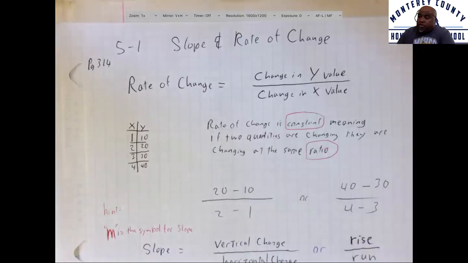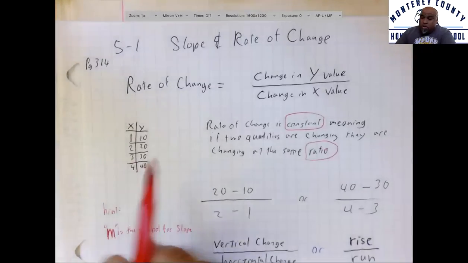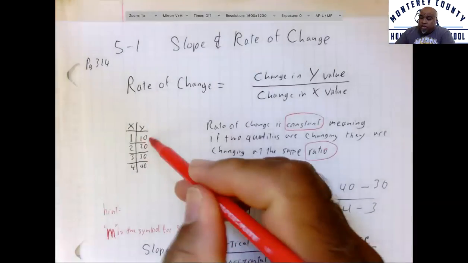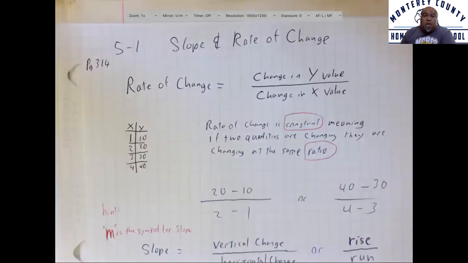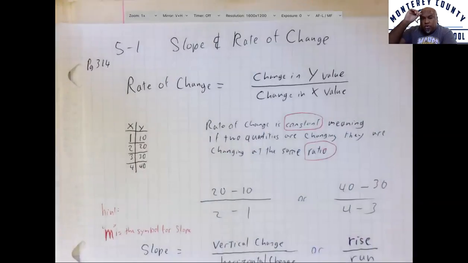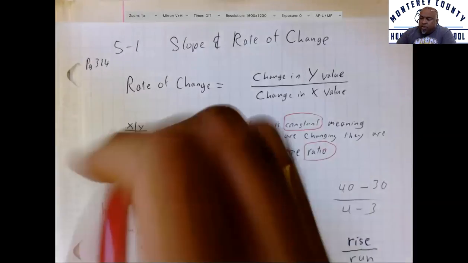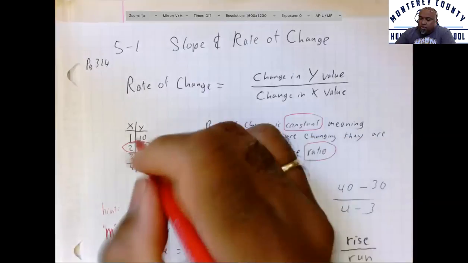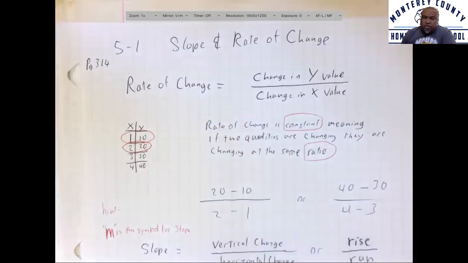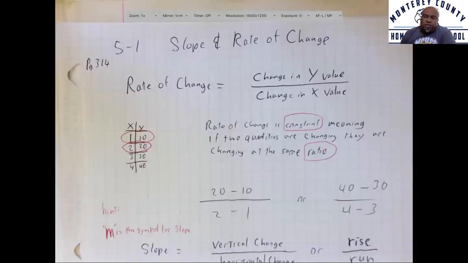Now, I made a simple table of values here. My ordered pairs are (1, 10), (2, 20), (3, 30), and (4, 40). I want to show you how rate of change works. In order to find the rate of change, you take one set of values and subtract from it the previous values. Okay?